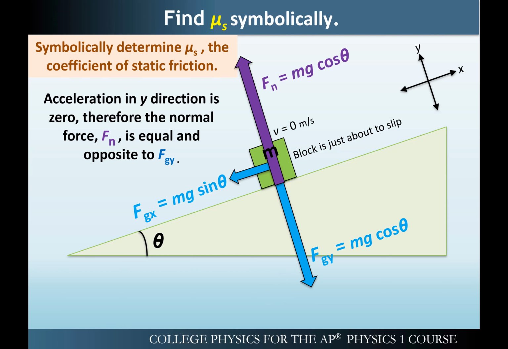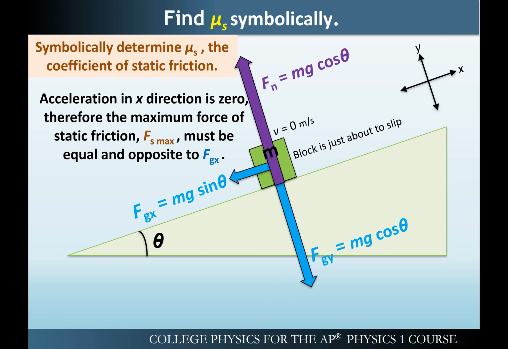And because the block is just sitting there on the ramp, then its maximum friction force would be equal to that downward force. So if the downward component is mg sine of theta and it's sitting still, then the maximum static friction force would be mg sine of theta as well. Their signs would be opposite because of direction, but their magnitudes would be equal. So we're just processing through without any numbers, just using equations.